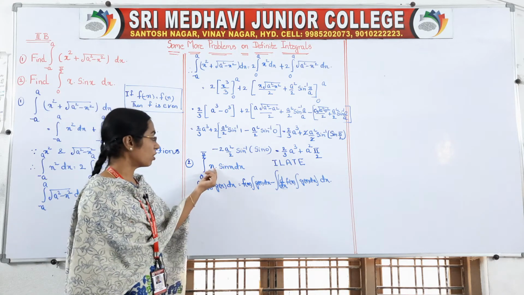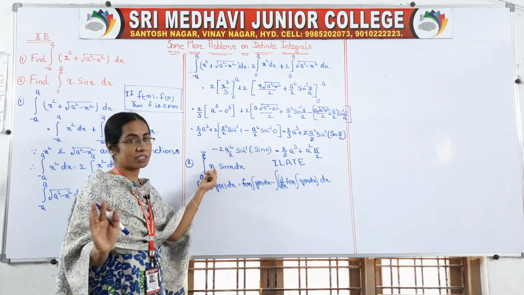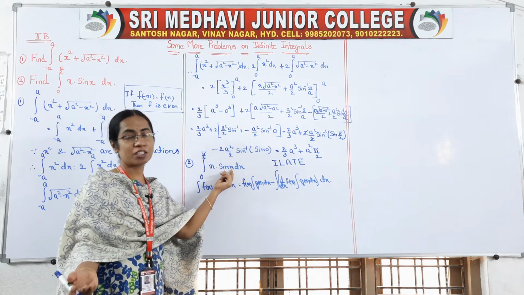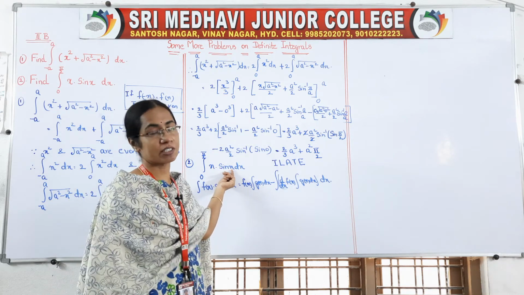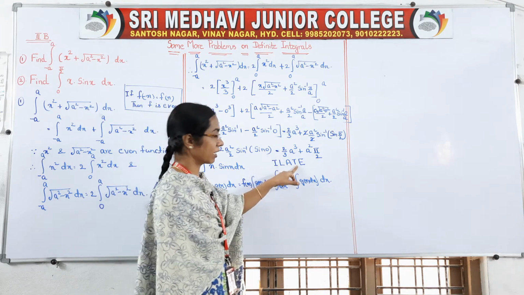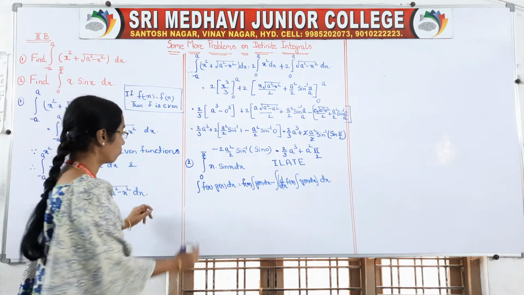So here, if you observe, all the x and y terms belong to algebra. And this is trigonometry: sin x, all the ratios sin, cos, tan, cot, all these belong to trigonometric ratios. So algebra, trigonometry. So it is in the order, so directly we can apply this formula.